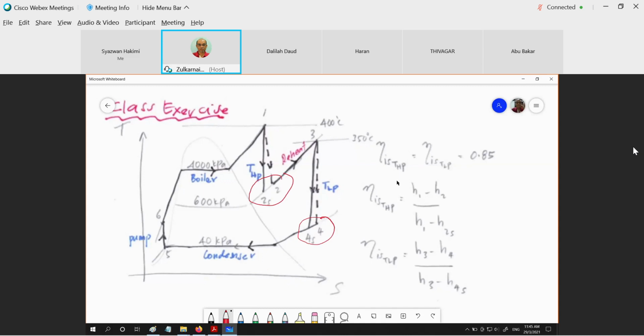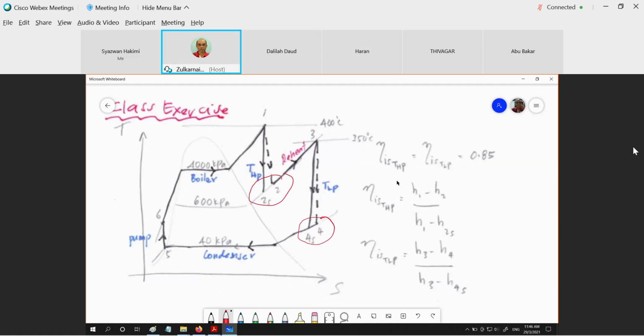Same goes for 4S and 4. Both could be superheat. 4S might be in the mixture region and 4 superheated. Or 4S and 4 might be both in the mixture region. So we must take care of this. Along the way, when we determine the enthalpy, we are also going to take care of 2S, 2, and also 4S, 4.